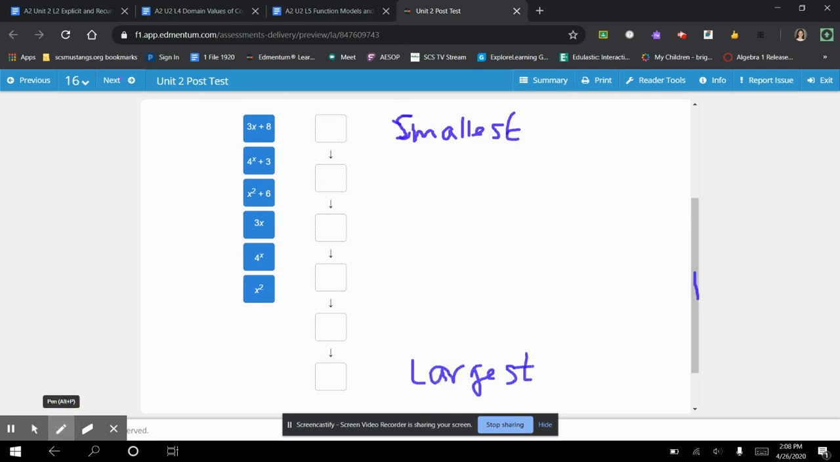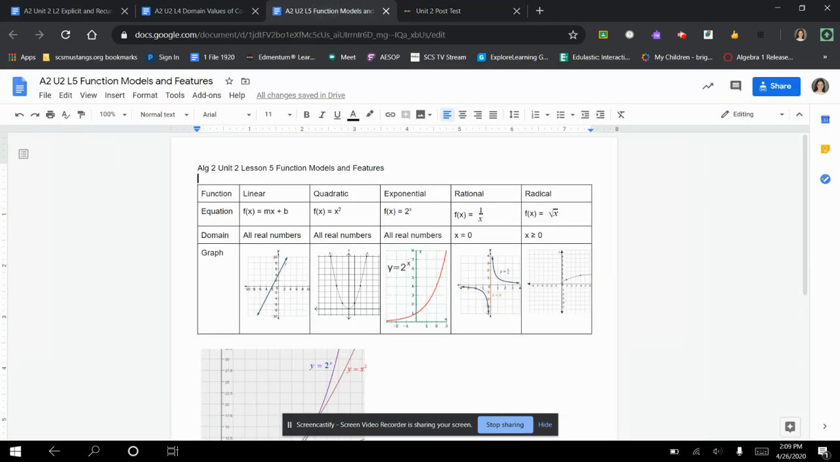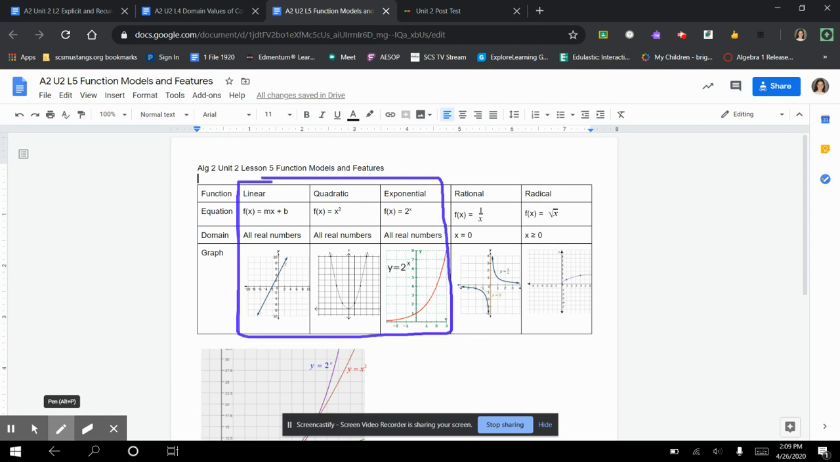So if we take a look back at the chart that we used to help us set up those things, looking here, we've got a linear function, we've got exponential, quadratic, linear, exponential, quadratic. So this is the chart that we use to help us make those decisions. So remember, we're focusing on these 3 functions right here. And a linear function is going to be smaller than the quadratic. Quadratic is going to be smaller than exponential.